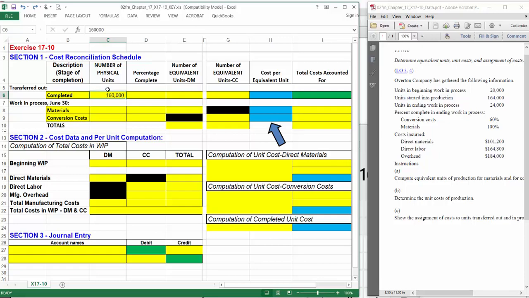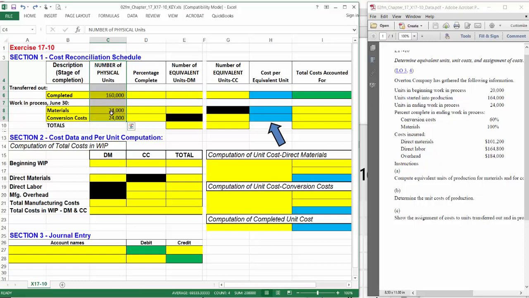160,000 for completed and transferred out, and 24,000 for both materials and conversion costs, because no matter what percentage done they are, there are still 24,000 actual units being worked on. So these are actual physical units being worked on.